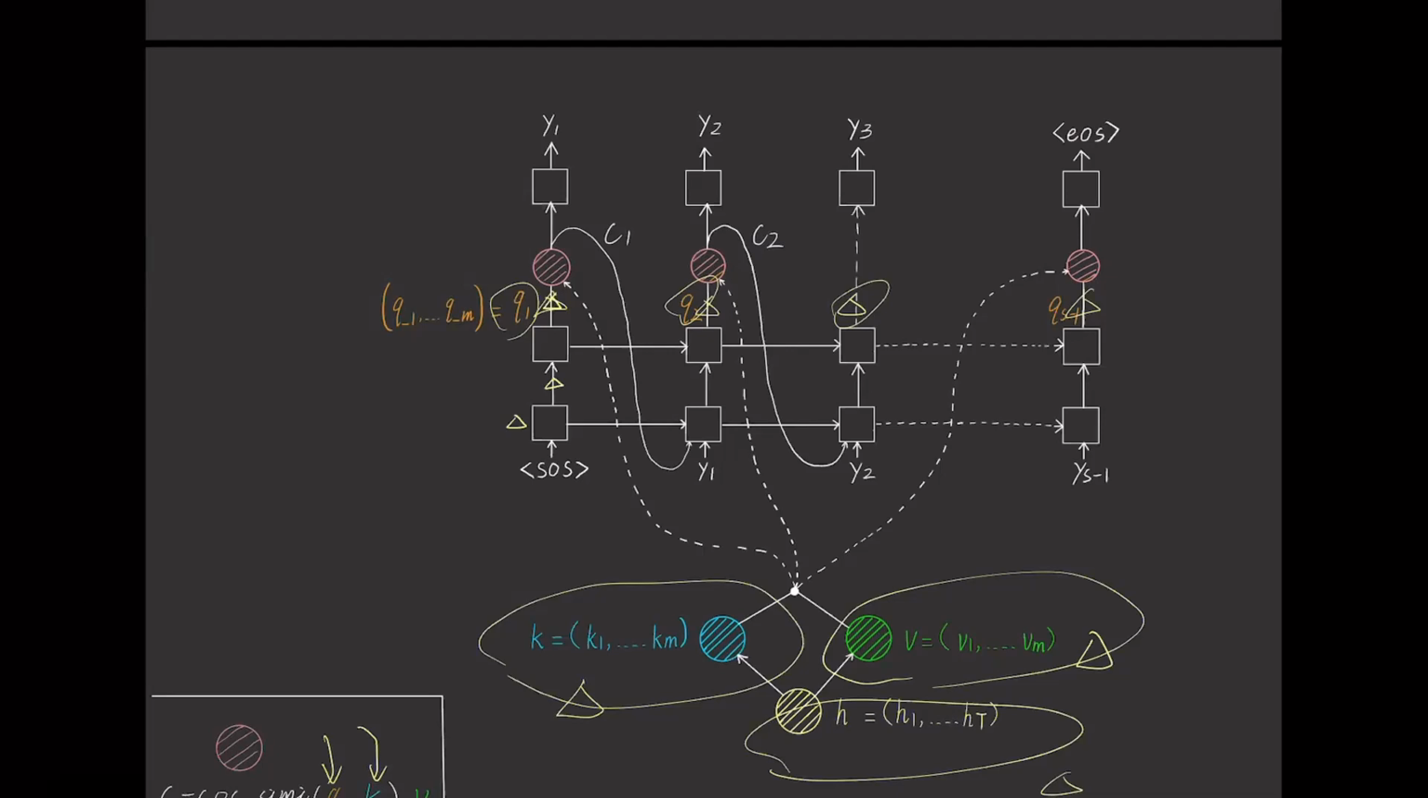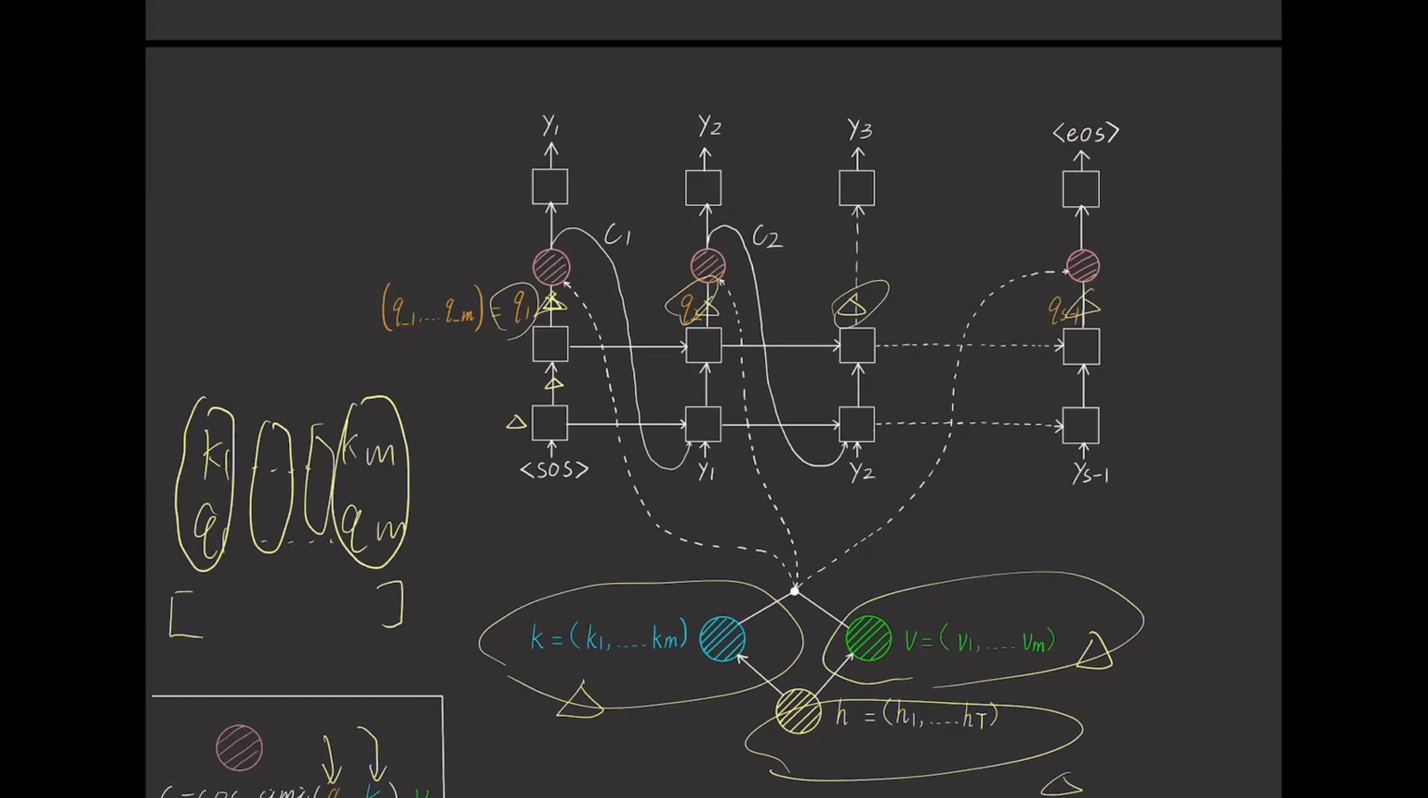If H is a vector and Q is a vector, then their cosine similarity should be a scalar. No, I mean the cosine similarity of each element. Key is K1, Km. Your query is Q1, Qm, right? I calculate the similarity in this manner, all right? So it is not a scalar. It's a list of scalars. So this is the cosine similarity for K1 and Q1. This is the second similarity for K2 and Q2, all right? I hope this makes sense.